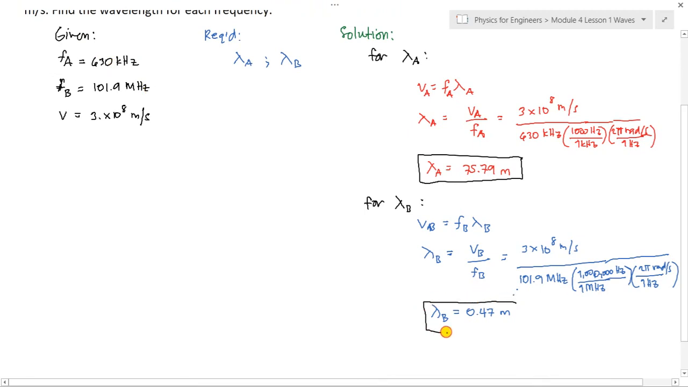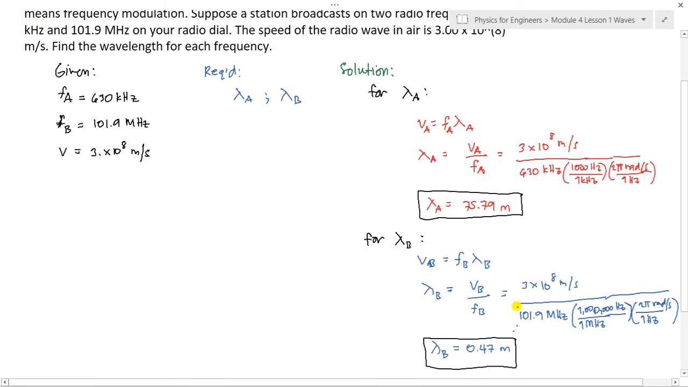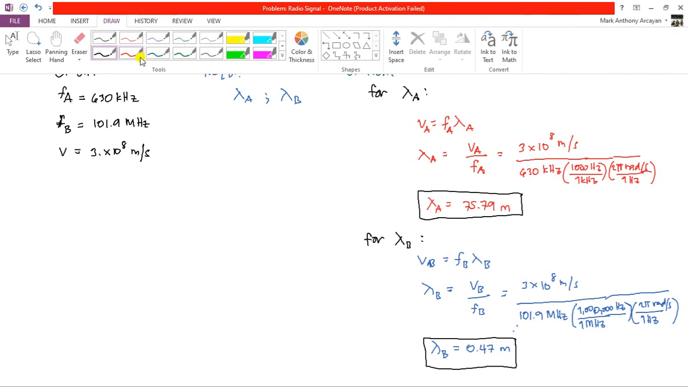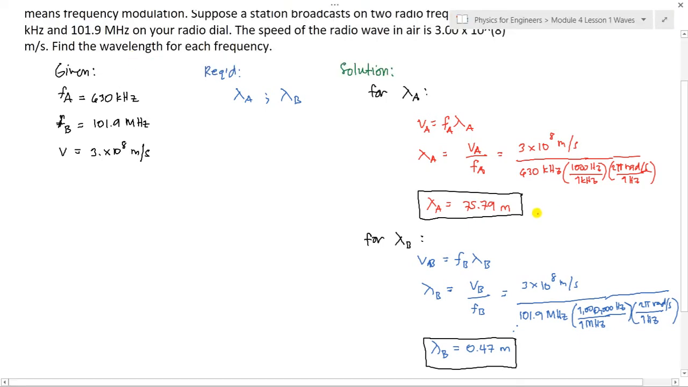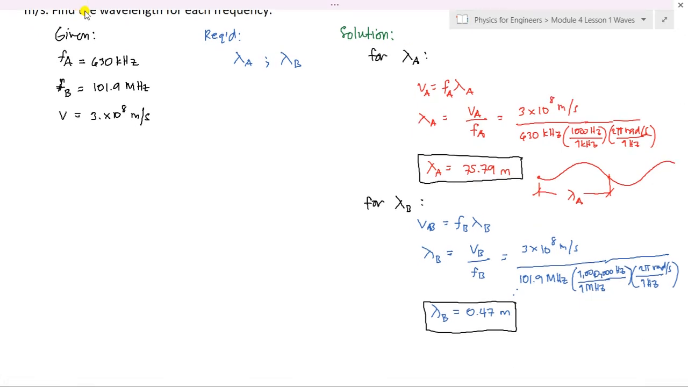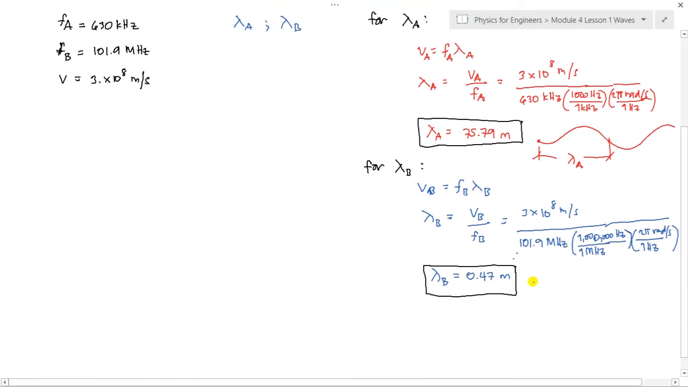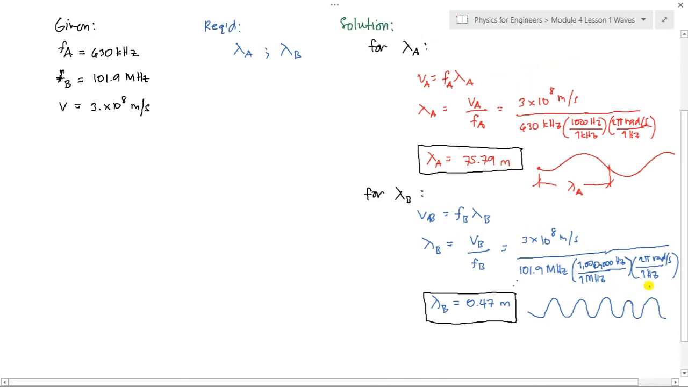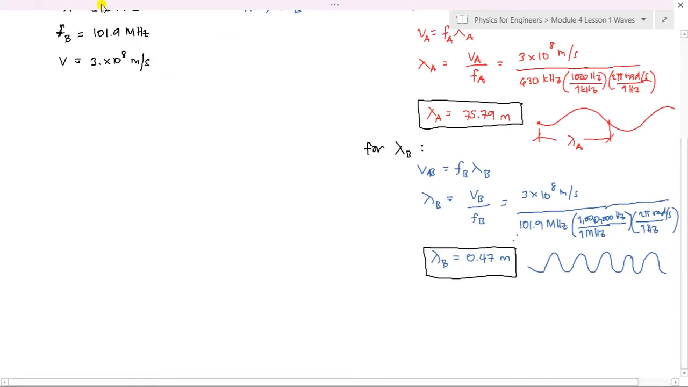So if you notice class, the first radio frequency, which is only 630 kilohertz, has a very long wavelength. Meaning its pattern is very far apart. Let us visualize the pattern: the wavelength is long, so that is the measurement of lambda A. Whereas for the second radio frequency, since it has a small wavelength because it has a large frequency of 101.9 megahertz, therefore its pattern repeats in a short period of time.